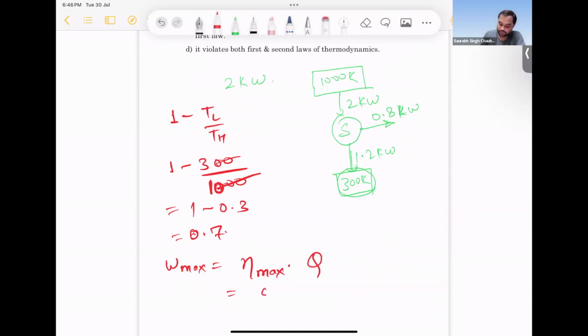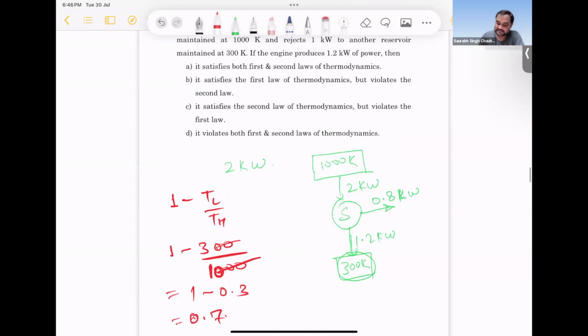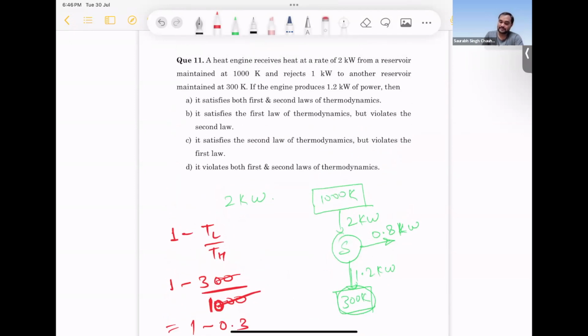Okay. So 0.7 multiplied by 2. So the maximum work production can be 1.4. Okay. But in this question, the maximum power that we are getting is 0.8. Sorry, this is not the 0.8. We have made a little mistake. In the question itself, it is giving that it is producing 1.2 kilowatt of power. So 1.2 we are getting.